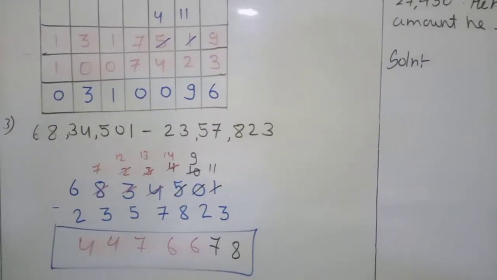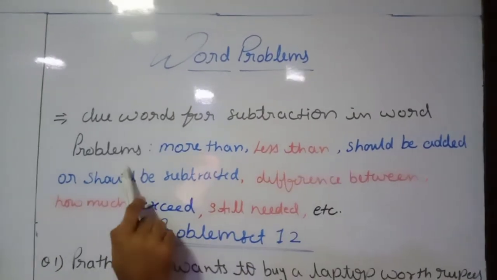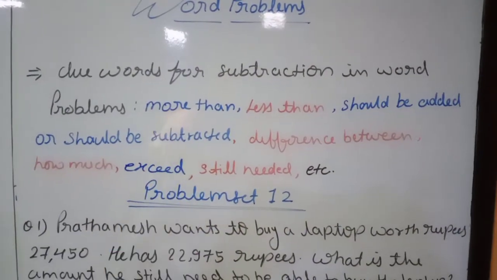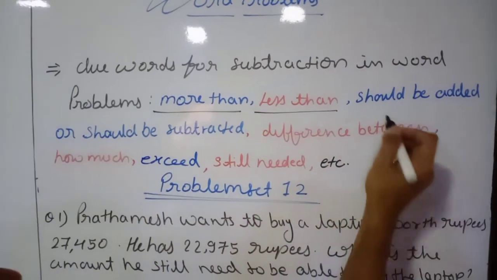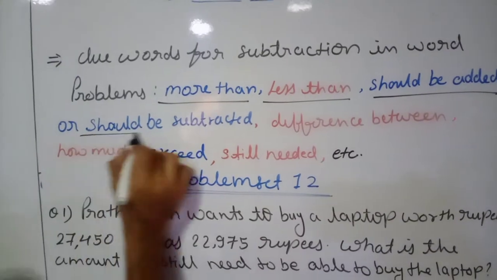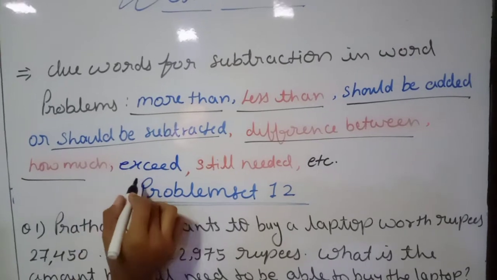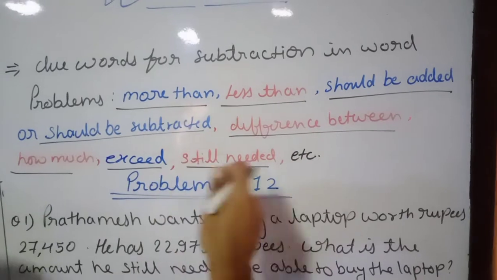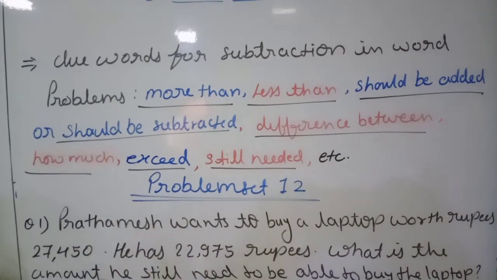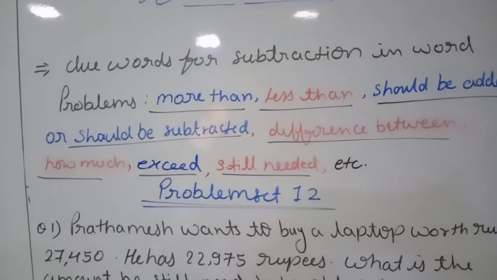Now move on to the next type of sums. We have word problems. The clue words for subtraction in word problems are: more than, less than, should be added, should be subtracted, difference between, how much, exceed, still needed, out of, etc. If we have such clue words in our word problem, we come to know that we are going to do the subtraction.